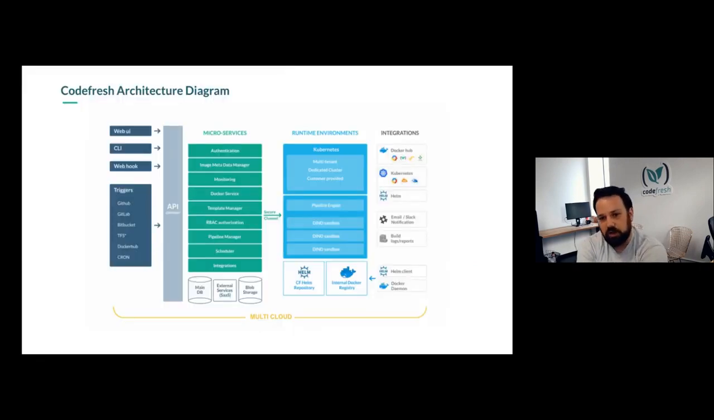Just to introduce how Codefresh works, this is what our architecture looks like. We have a complex microservice stack. We are both Git and cloud agnostic. And so that means that we have to have first-class integrations for all these different Git providers you see on the left.